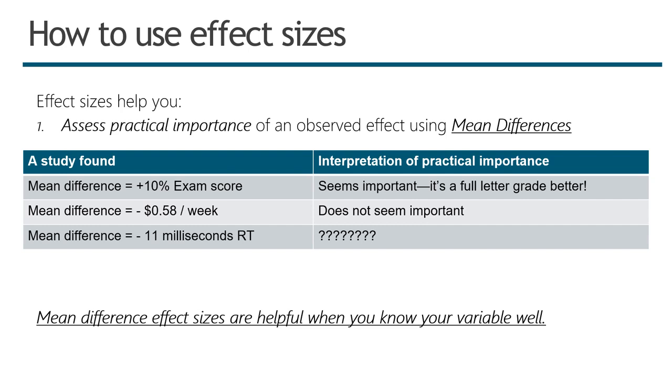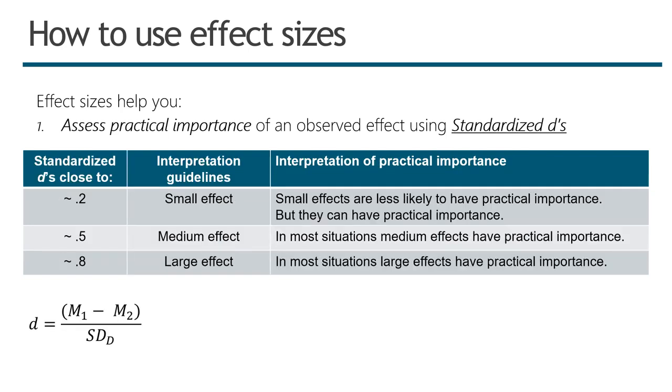As we learned earlier, assessing the practical importance of an effect using the mean difference approach is really most helpful when you have a lot of background knowledge. You can also assess the practical importance of an observed effect by using the standardized D. The advantage of this approach is that there are guidelines that help you interpret the size of an effect.